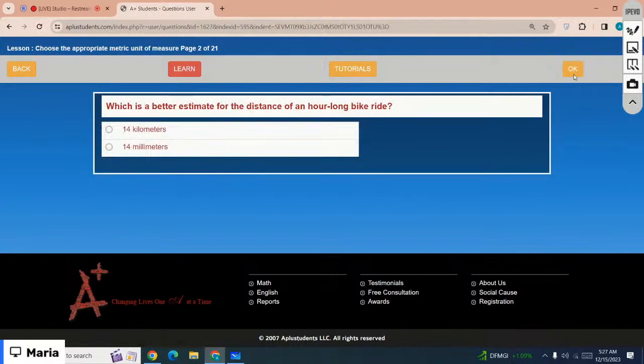Which is a better estimate for the distance of a long bike ride, 14 kilometers or 14 millimeters, which is the correct option? That is a long bike ride. So it must be in kilometers, right? So the correct option is 14 kilometers. Option number 1 is the correct option.